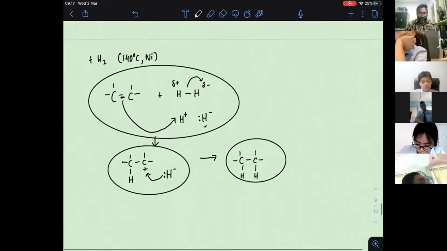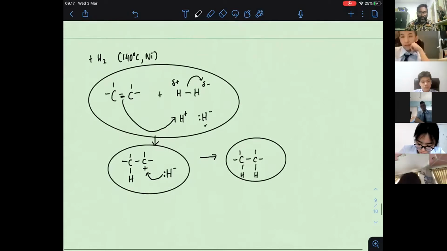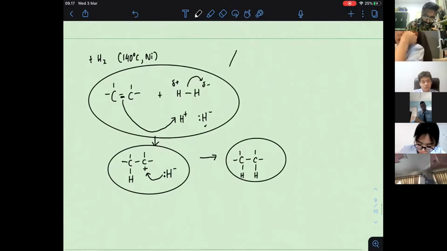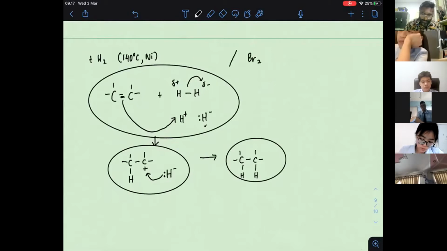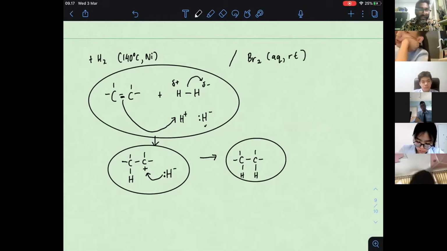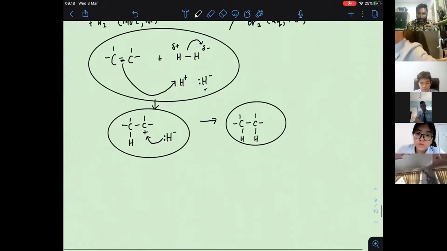Next, if I use this example for Br2, you can use the same mechanism. Just replace the H with Br and Br. It's the same thing. The condition for Br2 is going to be aqueous, and then room temperature. RT is room temperature. That's it. Just replace the H with Br. Now I'm going to show you another situation where you are going to do addition with HBr.